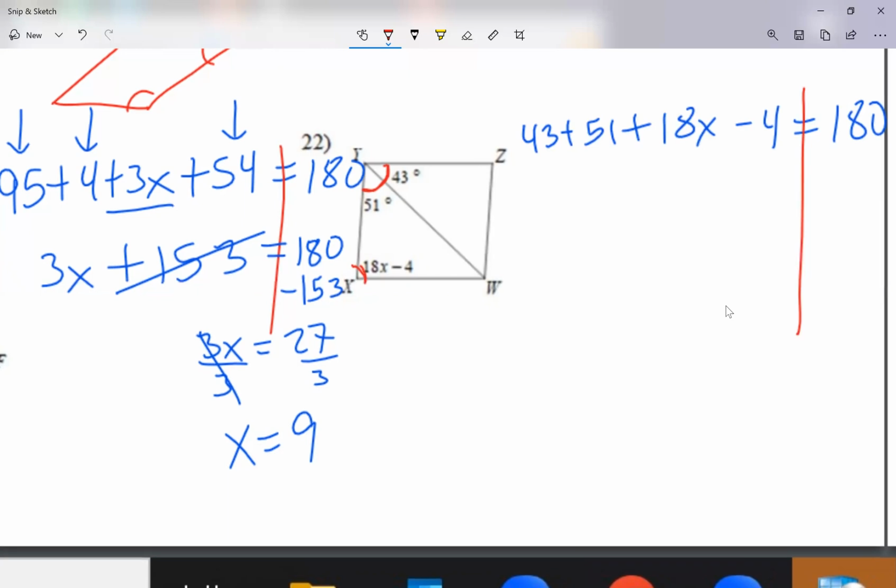Let me separate them with the equal sign. Okay, the left side has a lot of things. When it comes to letters, I only see positive 18x. When it comes to numbers without a letter, I see 43 plus 51 minus 4. So literally I go 43 plus 51 minus 4, and I know that's 90. And all of this is equal to 180.